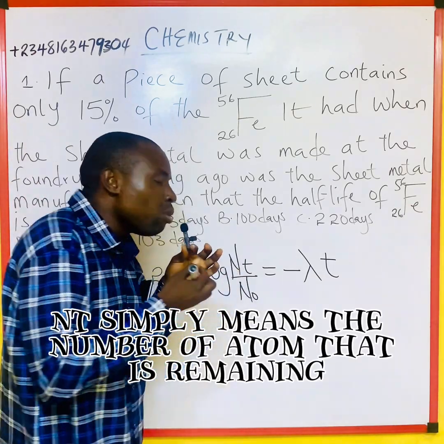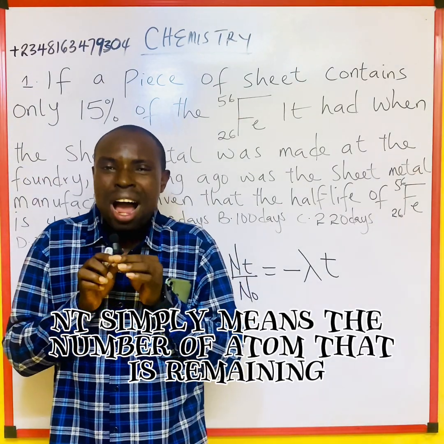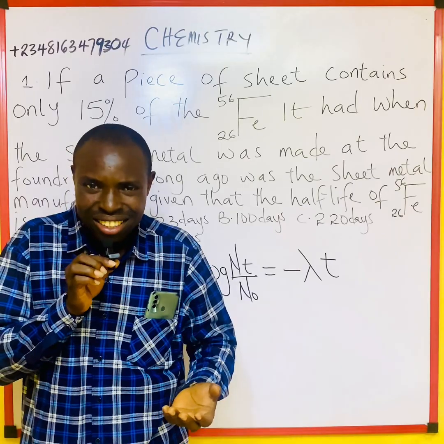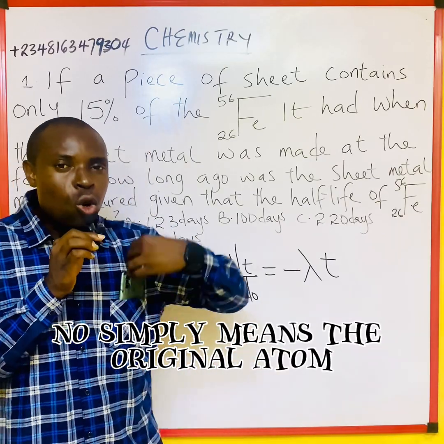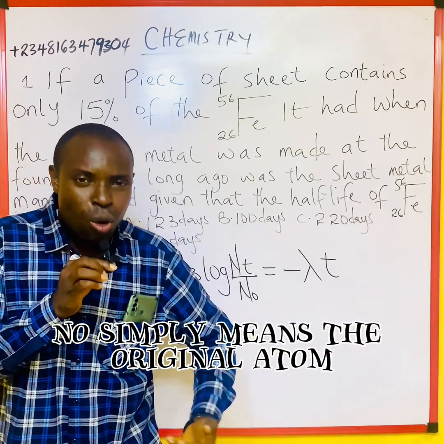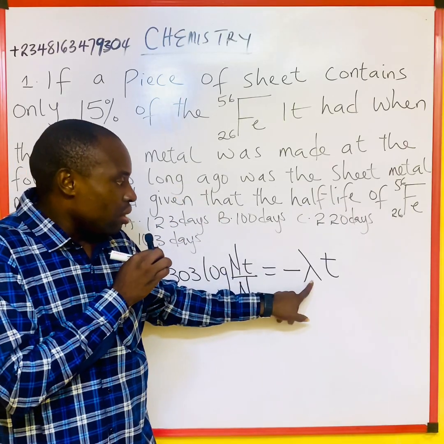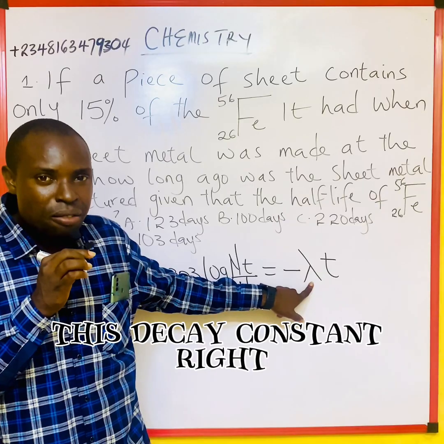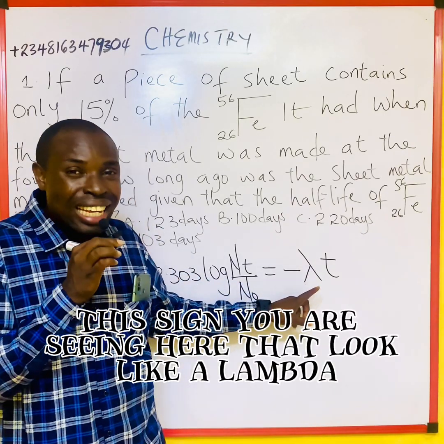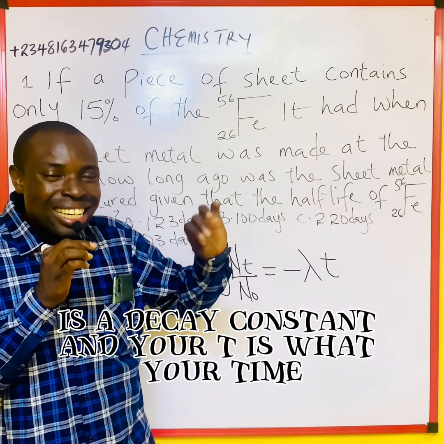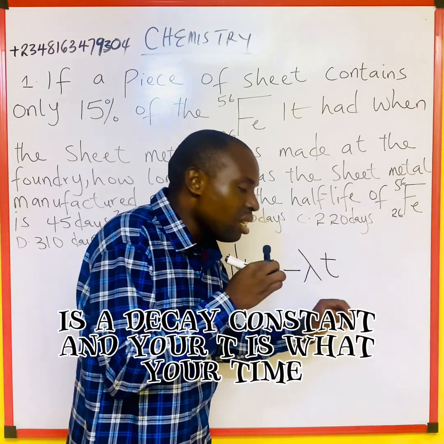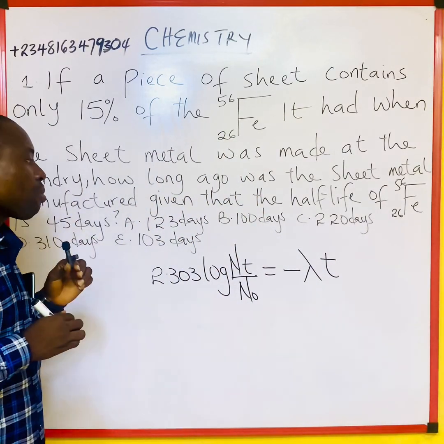So Nt simply means the number of atoms that is remaining. N naught simply means the original atom or the original amount of substance. This decay constant, the one you are seeing here that looks like a lambda, is the decay constant, and your t is what? Your time.